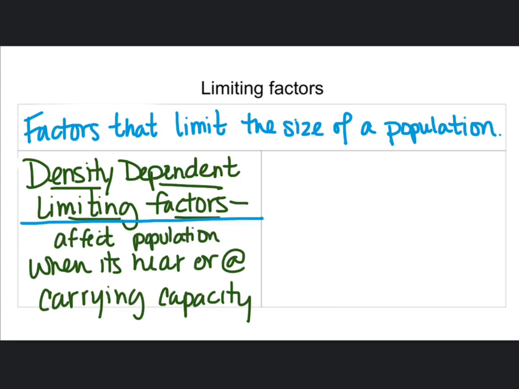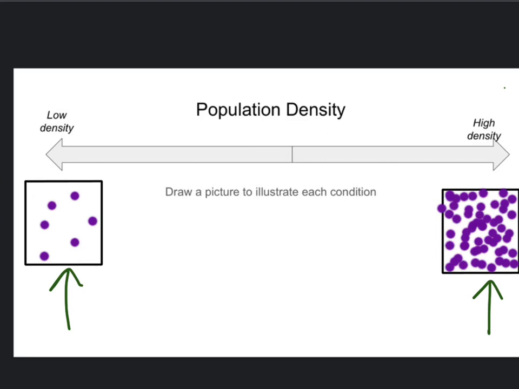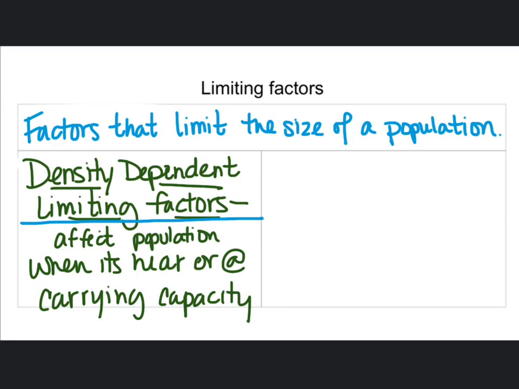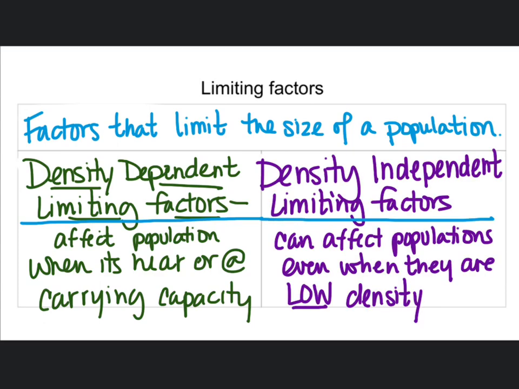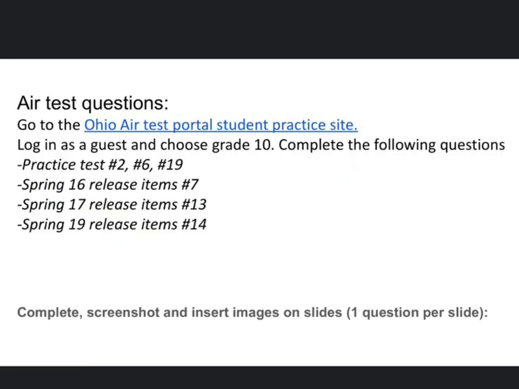So are there any factors that would limit the population, even if they're not very crowded, even if they're low density? Well, what about something like a flood or a fire that just kills a bunch of individuals and it doesn't matter how closely spaced they are? Aha! Density-independent limiting factors can affect populations even when they're low density, even when they're not crowded. Things, again, like fires and floods, where density-dependent factors affect populations that are more crowded, that are more dense, that are at or near carrying capacity. Things like food shortages or shortages of nesting sites.